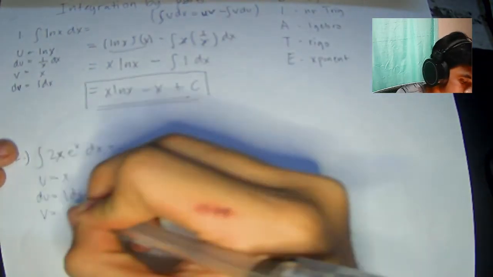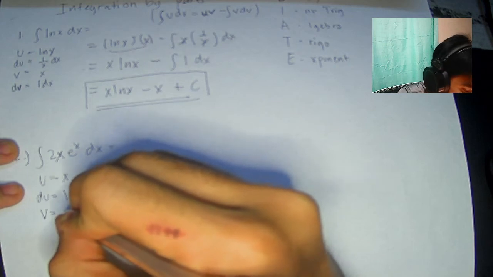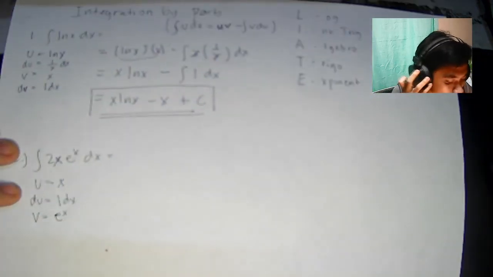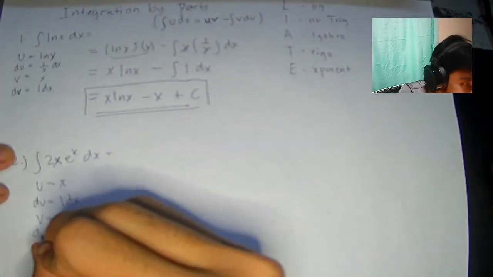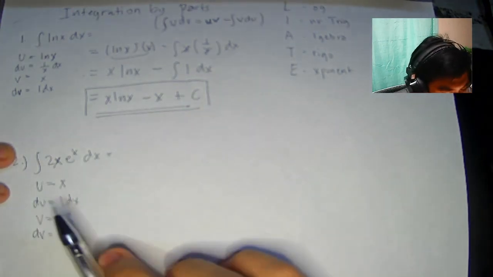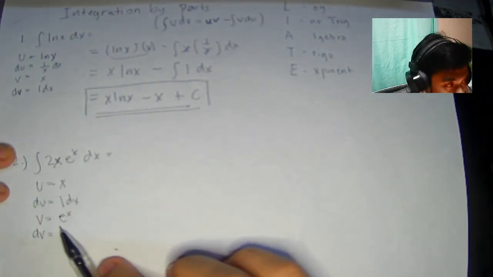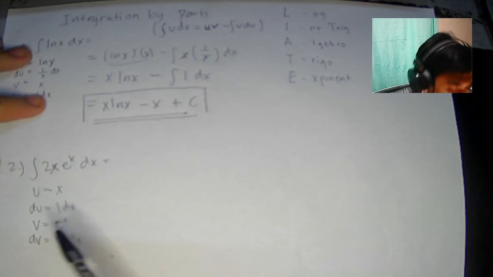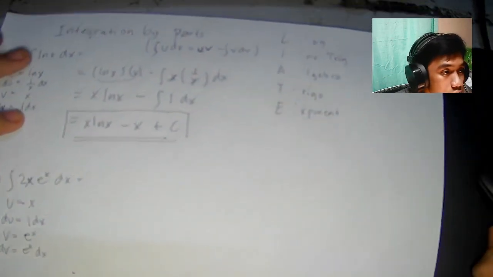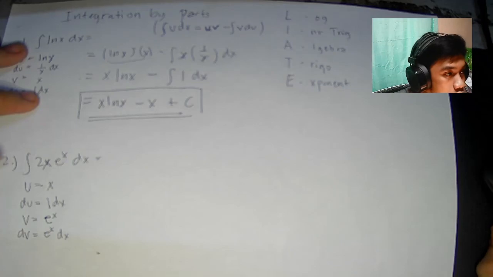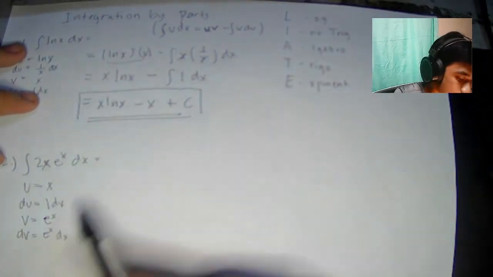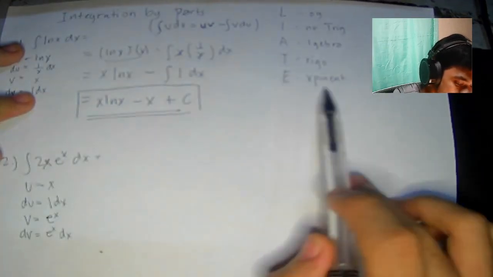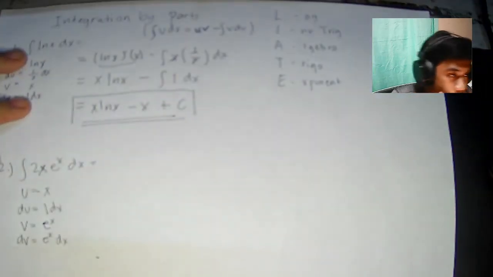So v is equal to e to the x. As we know, the derivative of the exponential e to the x is also e to the x, but we put dx here. We use this as v because if we look at our LIATE, algebra comes first before exponential. So we start to solve.